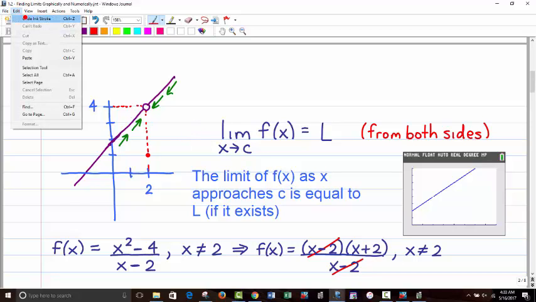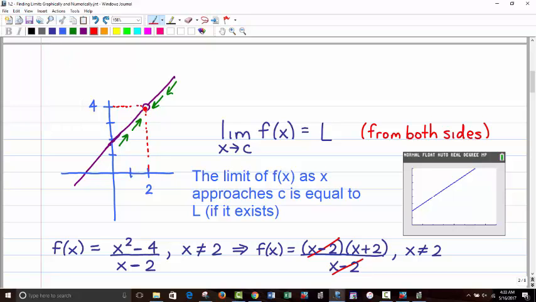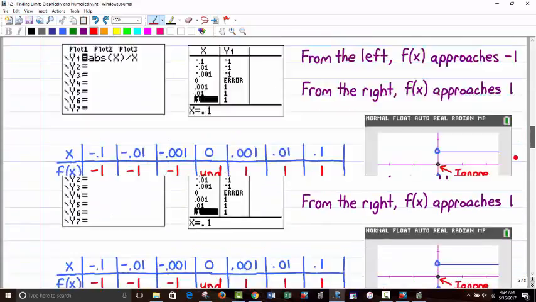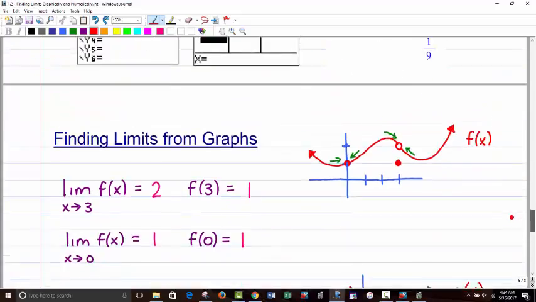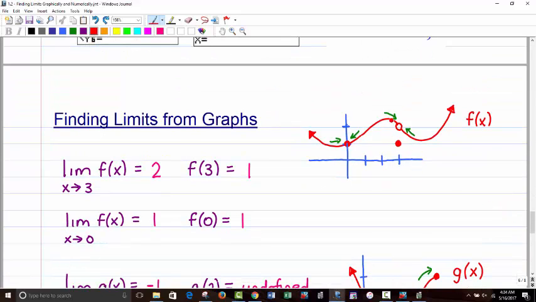But notice it didn't affect the limit. Now, if that dot ends up being right where the limit is, then the limit value and the function value would be the same. So that's what the dot's accomplishing there. It's giving us a function value. But it has nothing to do with where these green arrows are, which represent how the function's behaving as you're approaching on the graph.